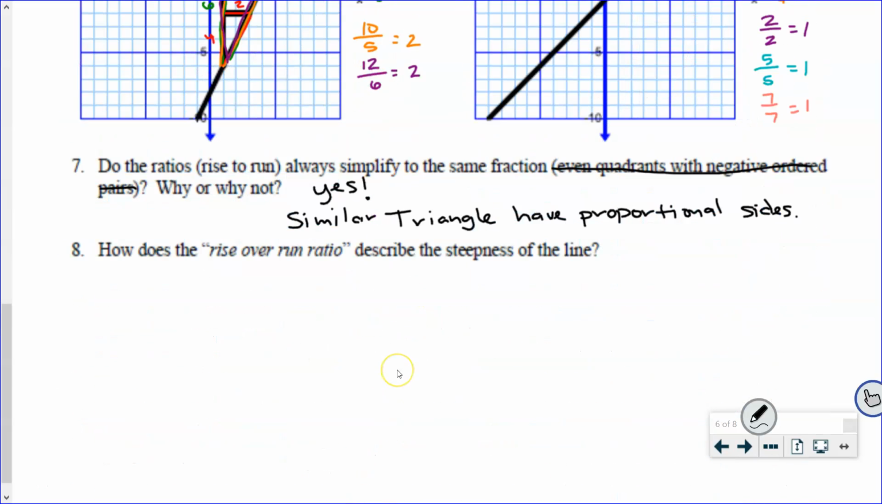Let's write that down. Because it's asking, how does the rise over run ratio, remember that's our slope, how does it describe the steepness of the line? The greater the slope, the steeper the line.